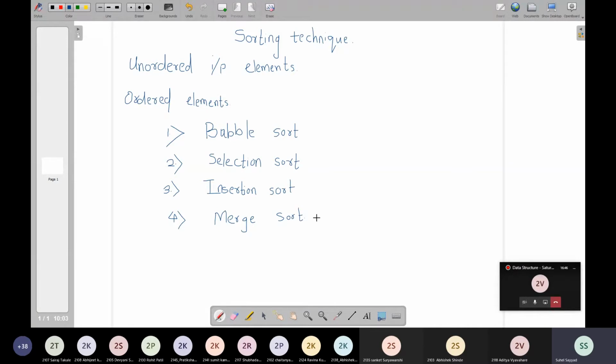All of you are requested to write this in your notebooks. I may ask anyone to open the notebook and check it at any point in time. Fifth one is quick sort. Sixth one that we are going to discuss is radix sort. And the last technique that we are going to discuss is heap sort.